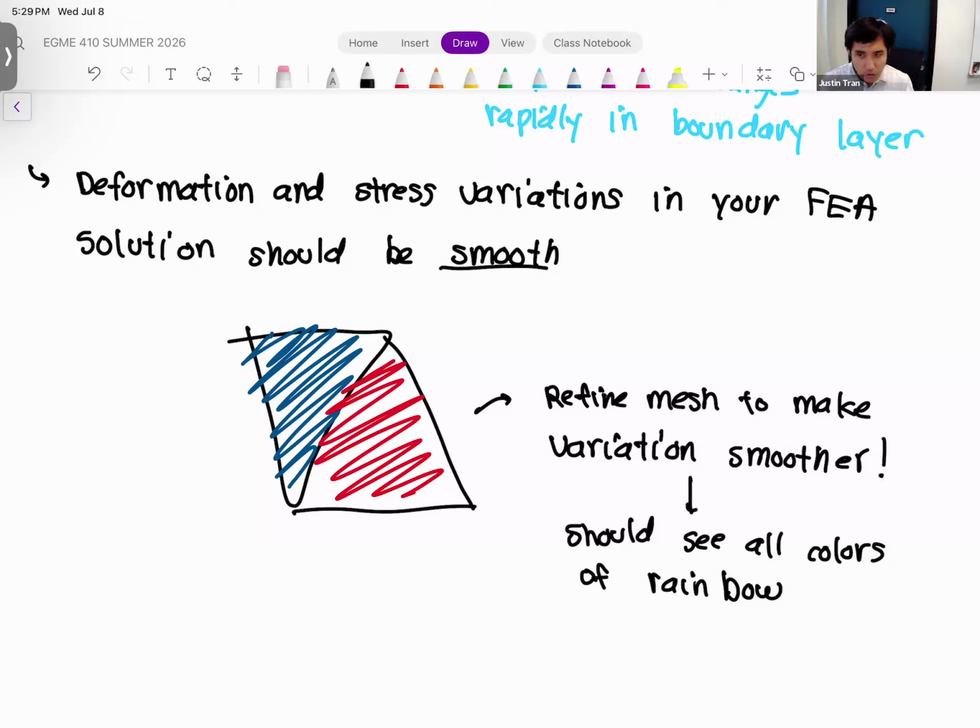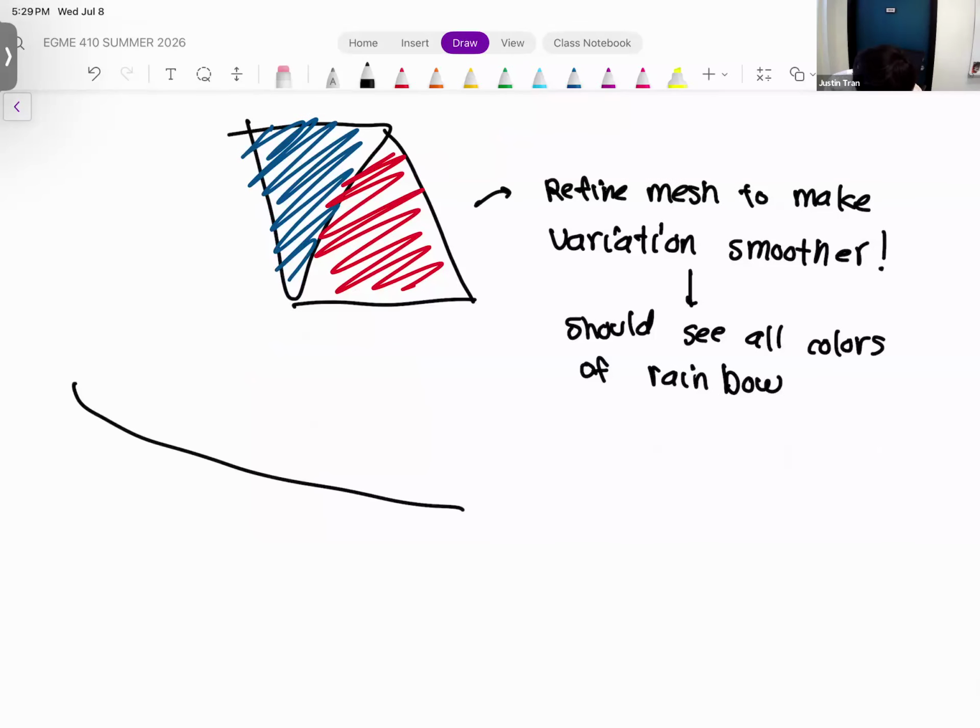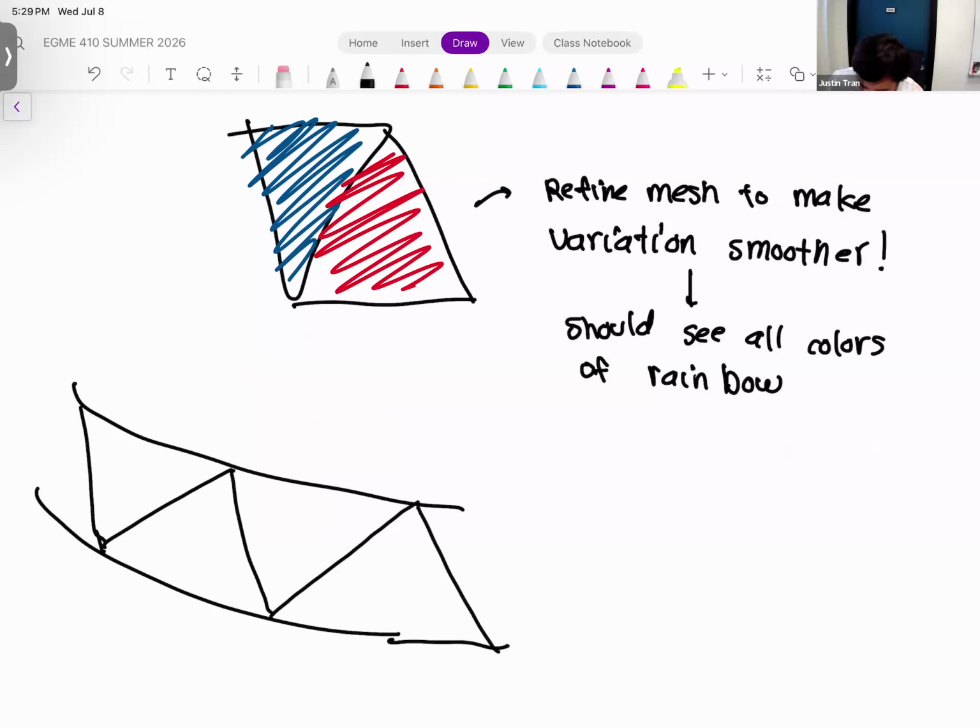Okay, another way this can occur is that you could have high-low oscillations between elements in a particular region. For instance, let's say we have a region that looks like this. I know this isn't a particularly good mesh because we only have one element through the layer, but it serves our purpose here. Let's say that every other element, our solution changes. Let's say it goes from high down to low, up to high, down to low.